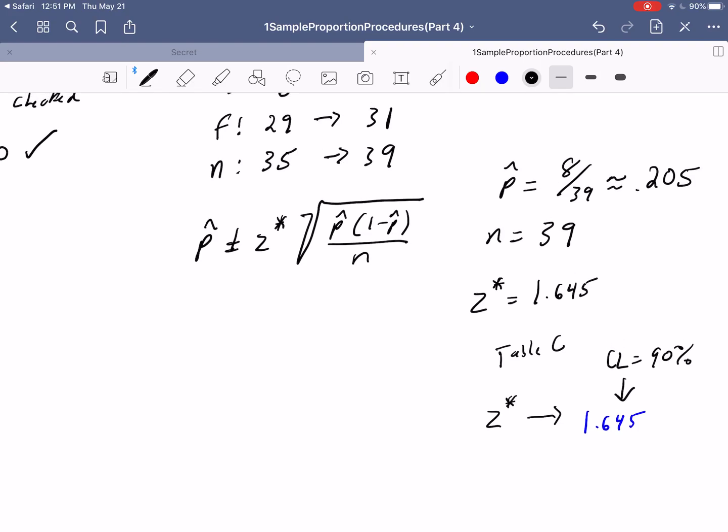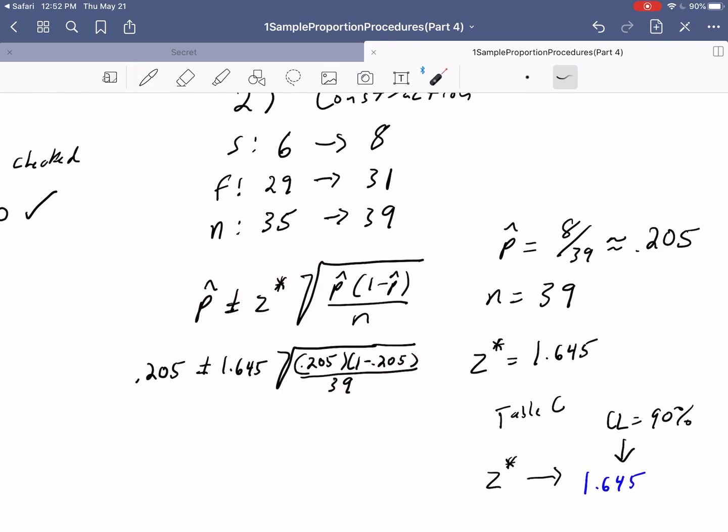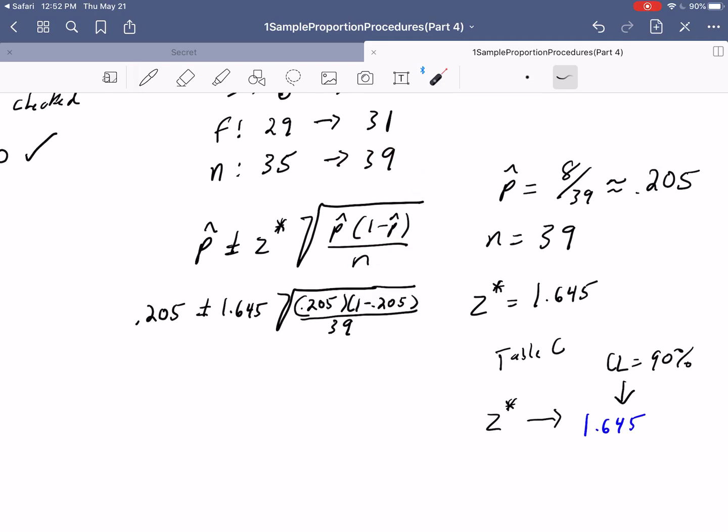Okay, let's throw everything in there then. 0.205 plus or minus 1.645 square root 0.205, 1 minus 0.205, and then divided by that 39. And again, remember, everything in this formula is based on this modified data. So our sample proportion comes from the modified successes over the modified sample size, and this n down here references the modified sample size now.